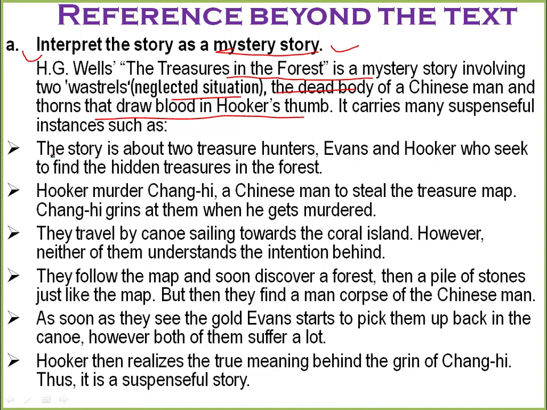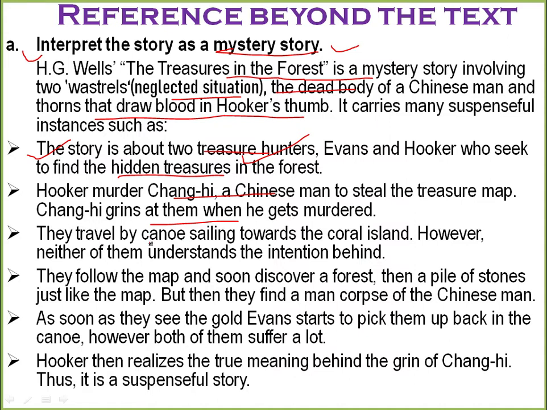The first one is the story is about two treasure hunters, Evans and Hooker, who seek to find the hidden treasures in the forest. This term hidden treasures itself reveals that the story is a suspense or mystery story. Hooker murders Chang He, a Chinese man, to steal the treasure map. Chang He grins at them when he gets murdered, and his grinning at Evans and Hooker is also a mystery, which is justified at the end of the story.